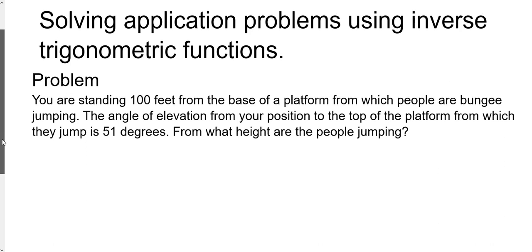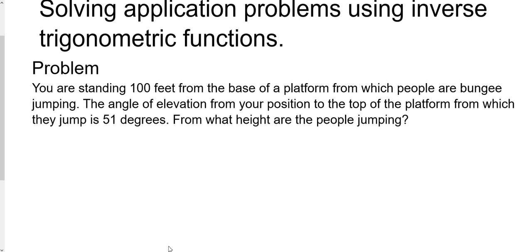Whenever you're doing a problem, you always want to try to understand the problem, read it, and highlight some key words. So you're standing 100 feet from the base of a platform for which people are bungee jumping. Ooh, that's fun. The angle of elevation from your position to the top of the platform is 51 degrees. From what height are the people jumping? So we're looking for the height.